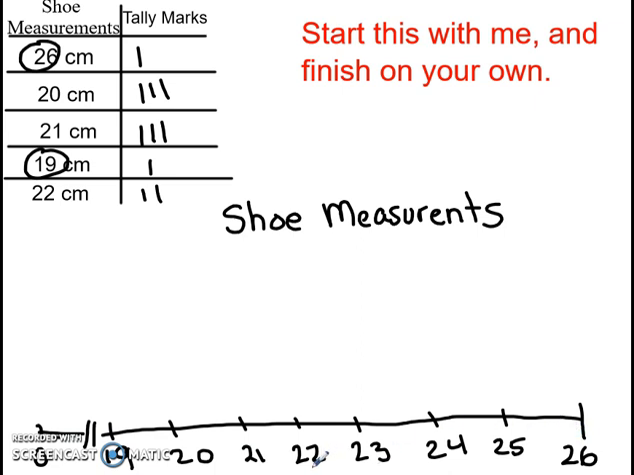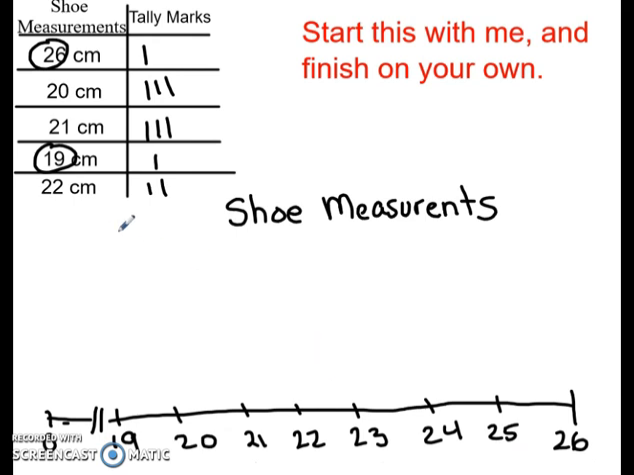Next, we need to label our line plot. We need to tell the people what our numbers are. So in this case, our numbers represent centimeters. So underneath my numbers, I'm going to write cm for centimeters. That tells us that that's what we measured in.